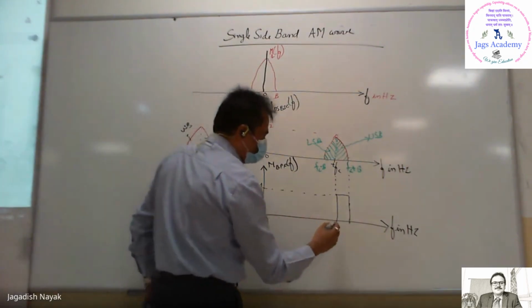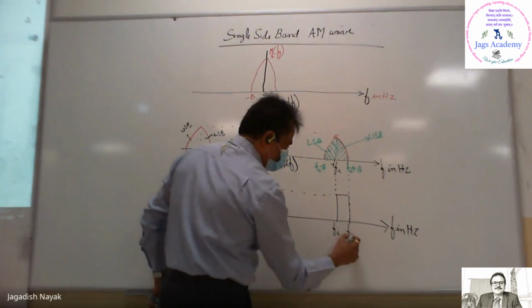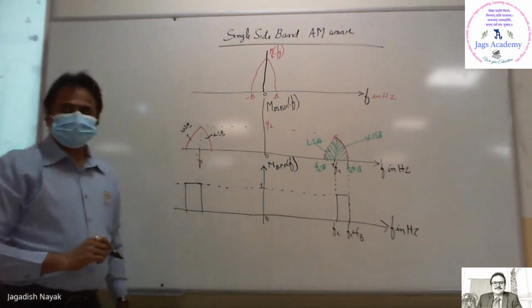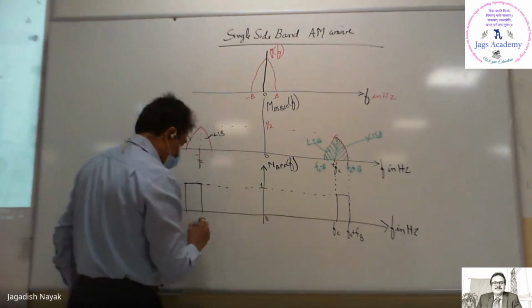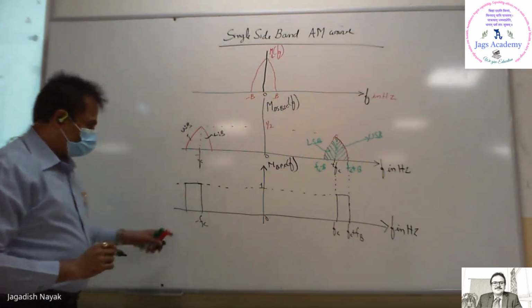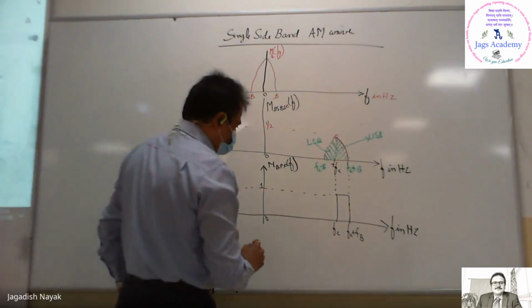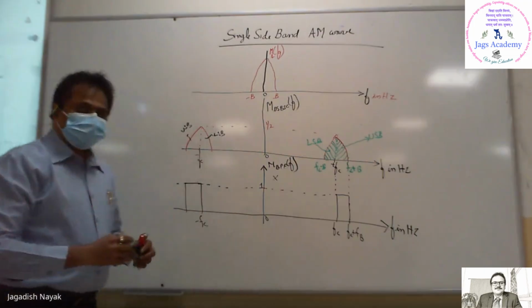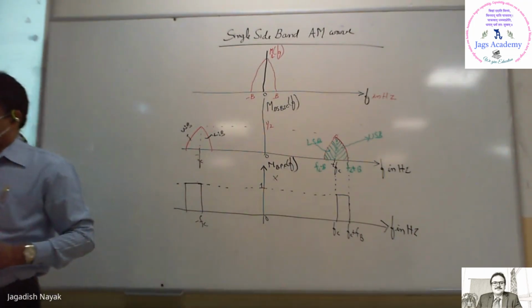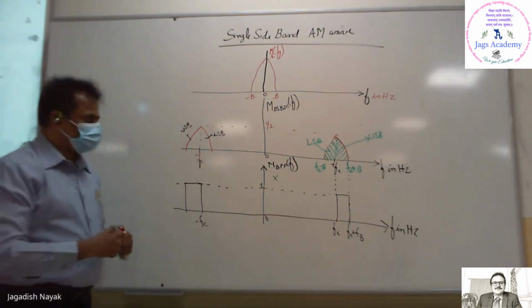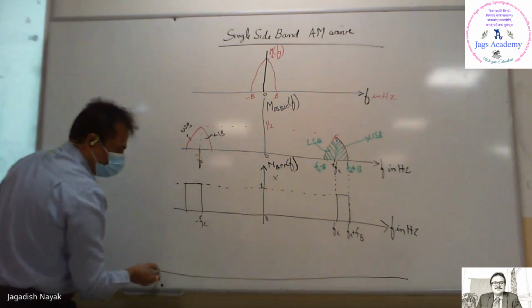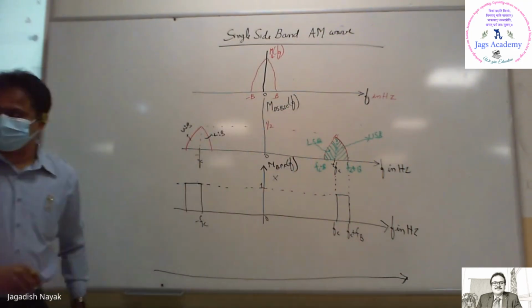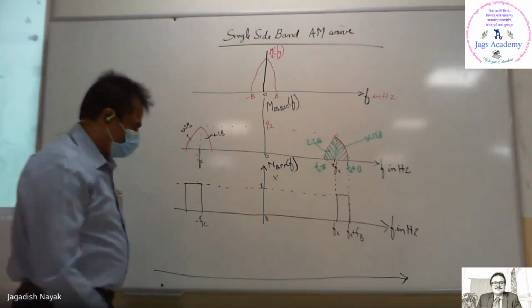What is the lower cutoff? Lower cutoff is fc. Upper cutoff is fc plus B. Now, you have minus fc, and you have fc minus B here. What happens if you multiply this? You know that filtering is multiplication in the frequency domain. That means you are multiplying this and this. I'm talking about an ideal filter. This filter which I'm drawing is an ideal filter.